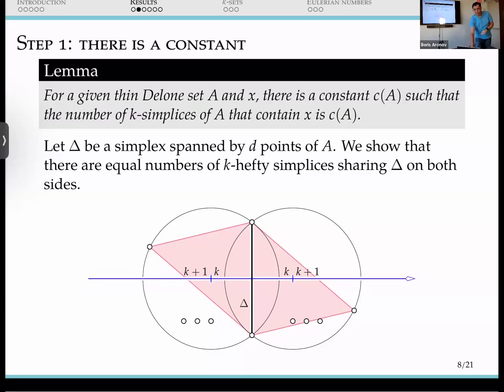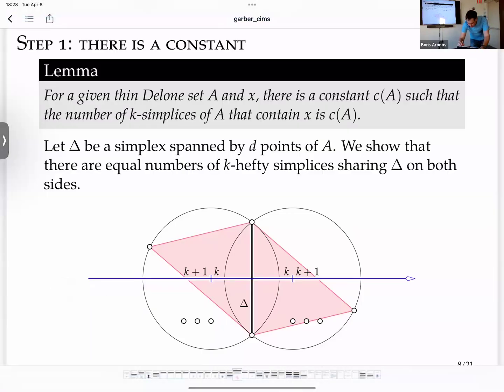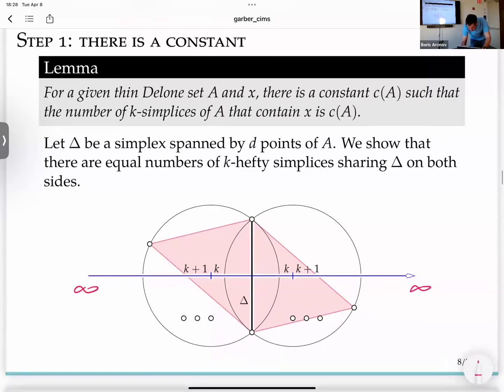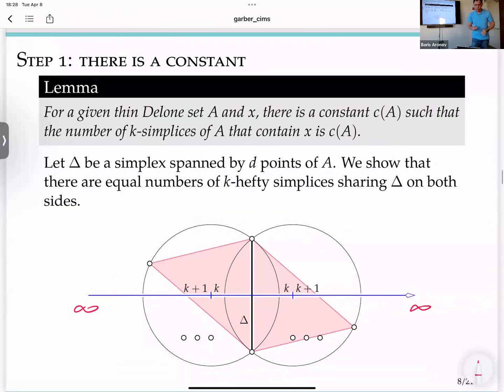But since I'm dealing with the Delaunay set, I have an infinite number of points here and an infinite number of points here, right? So there are equal numbers of transitions from k plus 1 to k and from k to k plus 1. That means that on both sides I have the same number of simplices, and there is a covering constant.